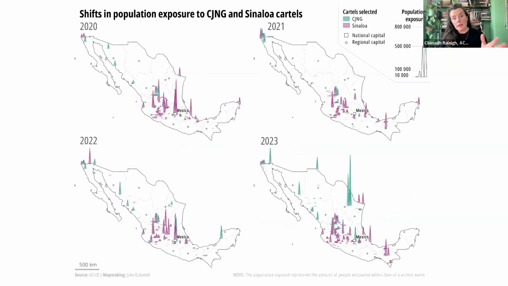And what's very interesting, again, the purple areas or the purple color represents Sinaloa and the green CJNG, is that over a course of 4 years, from 2020 to 2023, you can see the strategy of these cartels has shifted, not necessarily in events, as I mentioned before, but in how many people are exposed to their events as they move through that throughout the state and over time. This time represents a particular shift in, of course, the growth of the Jalisco cartel. Next, please.